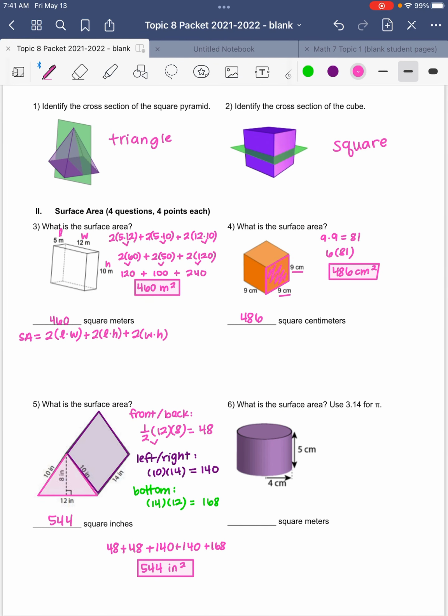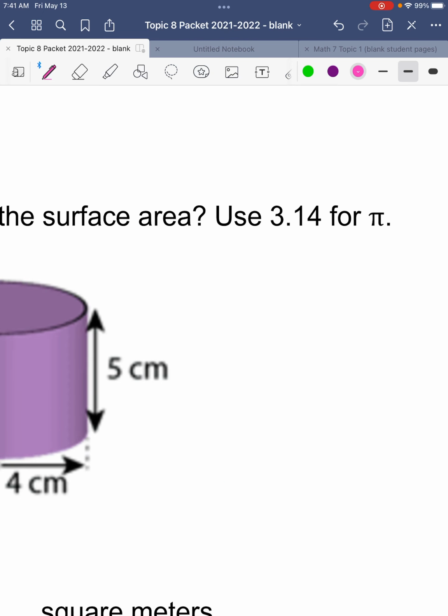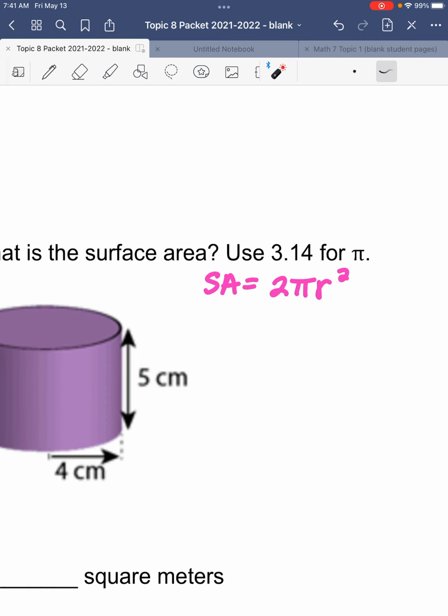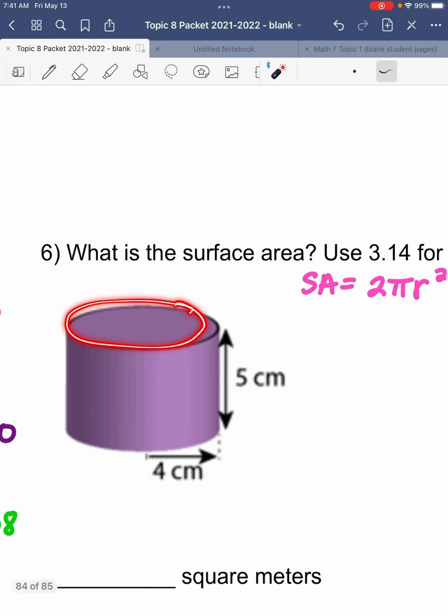Okay, now let's talk about the surface area of this cylinder. And we're told to use 3.14 for pi. Now, the way we're going to figure this out is we're going to use our formula. So surface area of a cylinder is 2 times the area of the base. Remember, the base is a circle, and the area of a circle is pi r squared. But there's 2 of them. There's one right here on the top, and then one right here on the bottom. So that's why I'm multiplying it by 2.